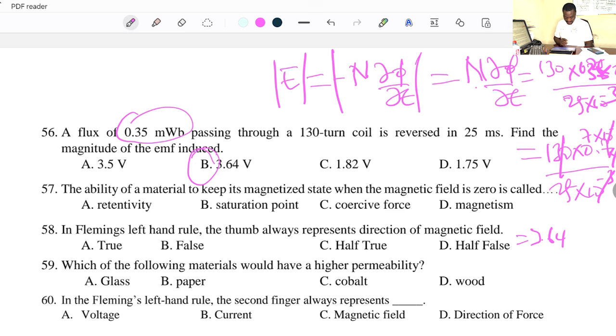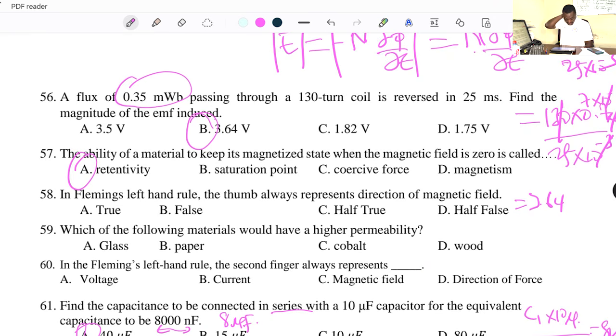Question 57. The ability of a material to keep its magnetized state when the magnetic field strength is 0 is called retentivity, right? Refer to A, retentivity. In Fleming's left-hand rule, the thumb always represents the direction of magnetic field. This is false. The thumb represents the motion.